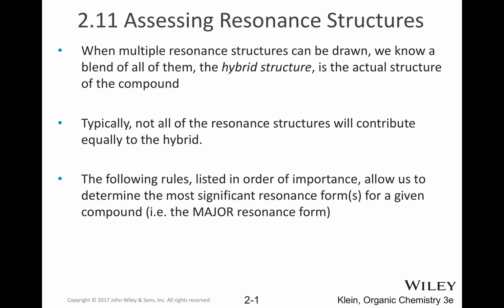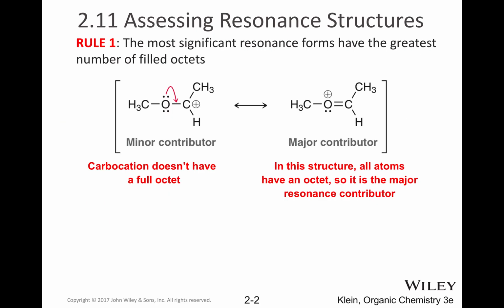So the following rules, listed in order of importance, allow us to determine the most significant resonance forms for any given compound, or as we refer to it, the major resonance form, or the major resonance contributor. Okay? So again, these are in the order of most importance. And rule number one, the most important rule, is that the most significant resonance forms have the greatest number of filled octets for those second row elements.